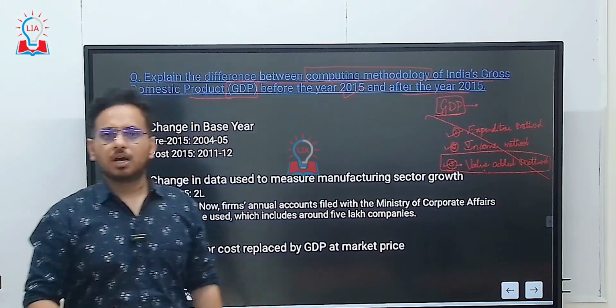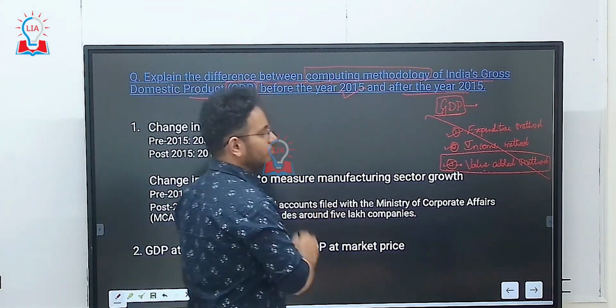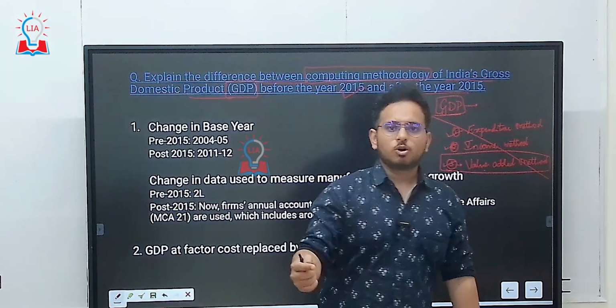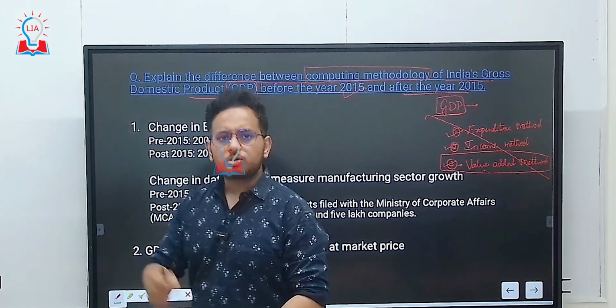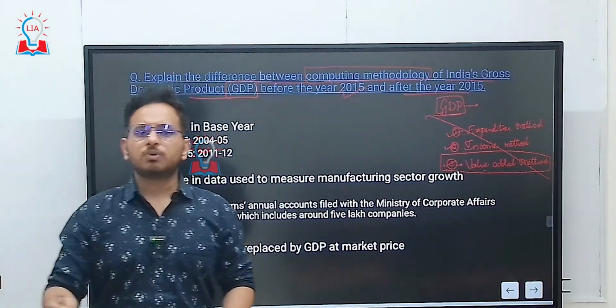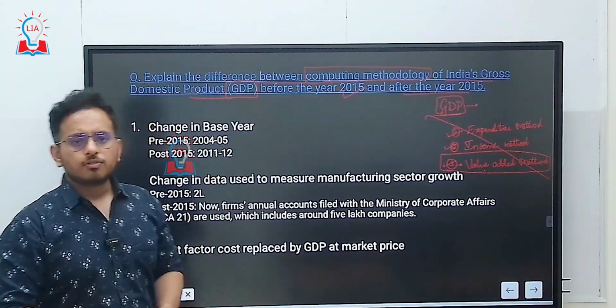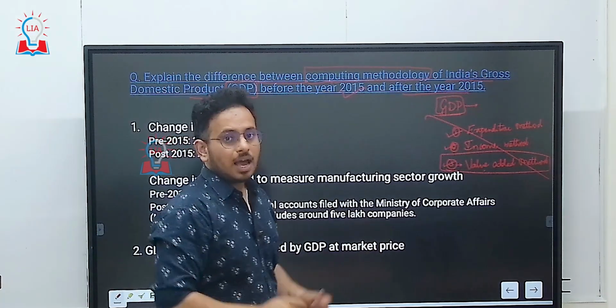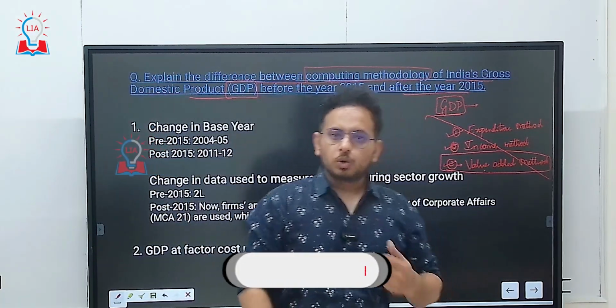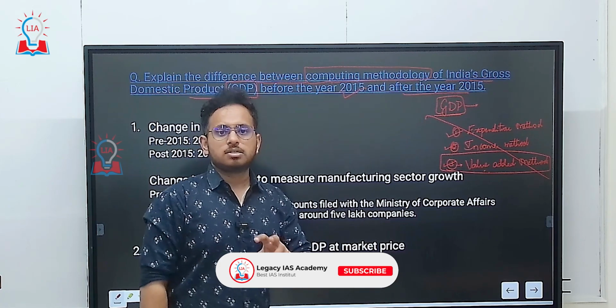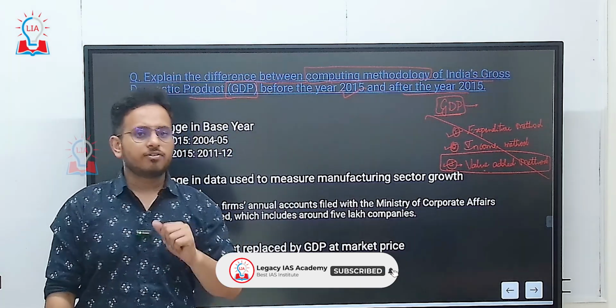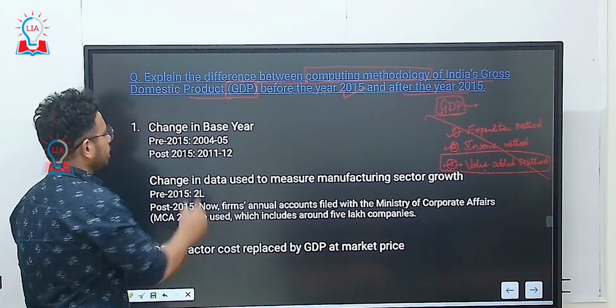Now what does the question ask? Before 2015 there were some methods, and some changes were done after 2015. After 2015 there were three important changes done for the calculation of GDP, and this question demands that you handpick those changes that were done after 2015. First one, changes in the base year.